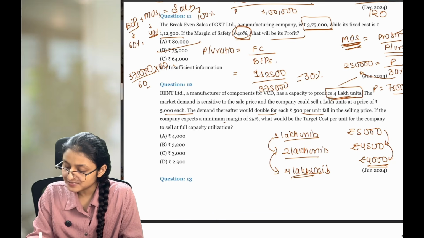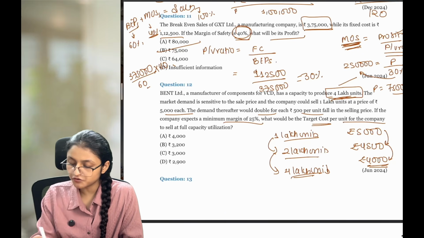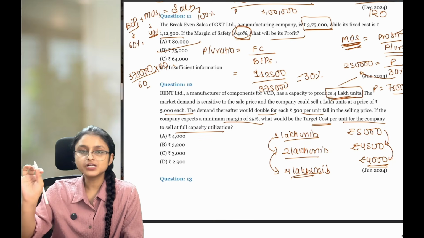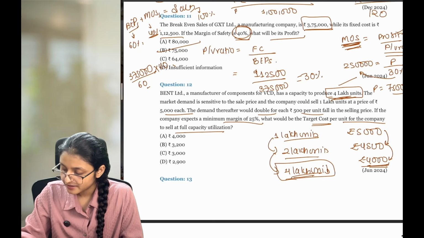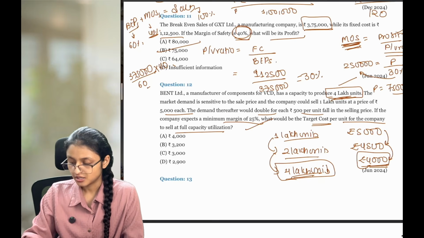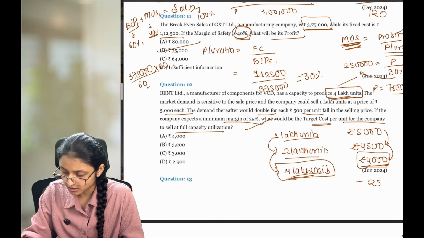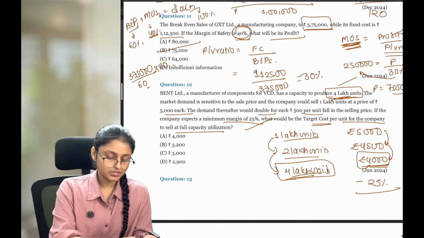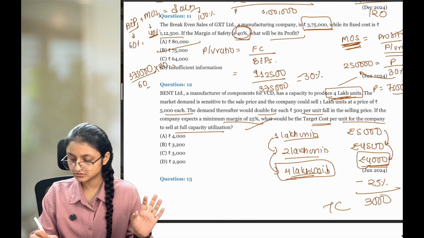If the company expects a minimum margin of 25%, what would be the target cost per unit for the company to sell at full capacity utilization? So this is the full capacity utilization. At that, our selling price is going to be 4,000 rupees and the margin is 25%. They are not mentioning that the margin is on the basis of cost or sales. You are going to take it on the sales only. So 4,000 minus 25% will give you 3,000 rupees as the target cost.